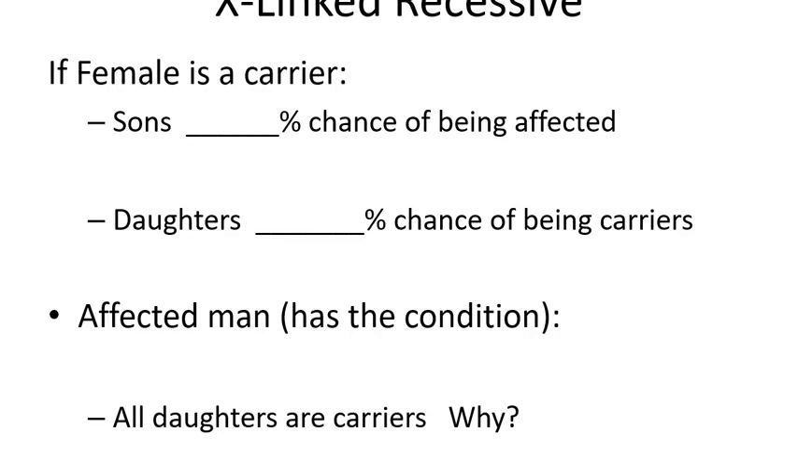The affected man who has the condition, so he has a mutated X chromosome, a normal Y chromosome, all of his daughters are going to be carriers because he only has one X chromosome to donate to the XX cause. So all of his daughters are going to be carriers.